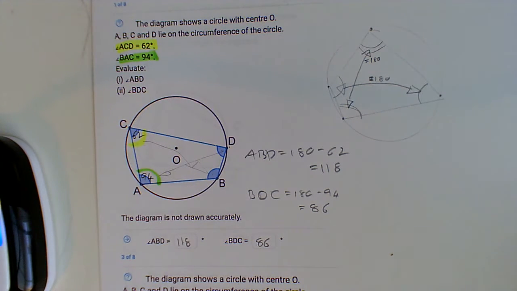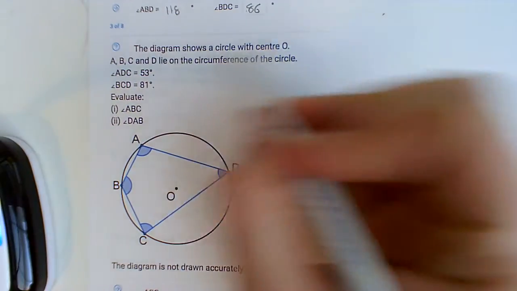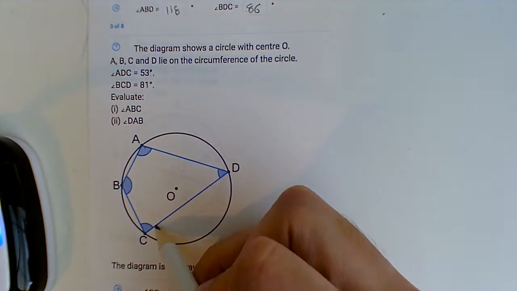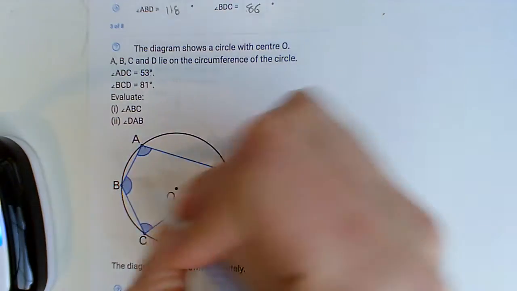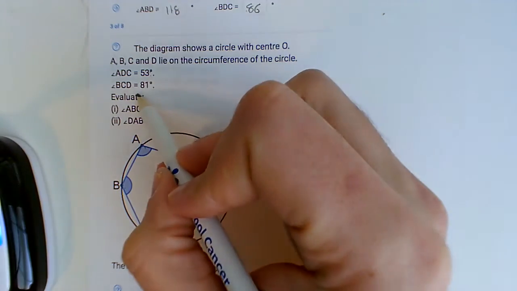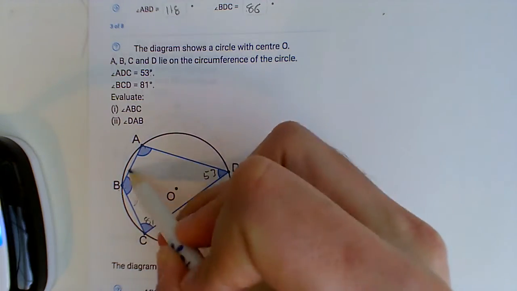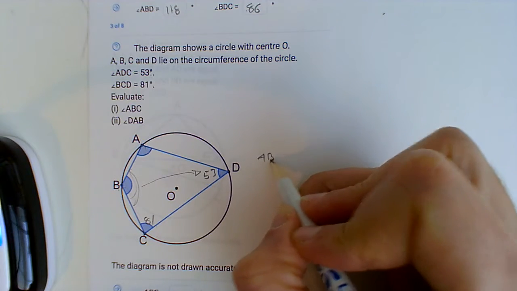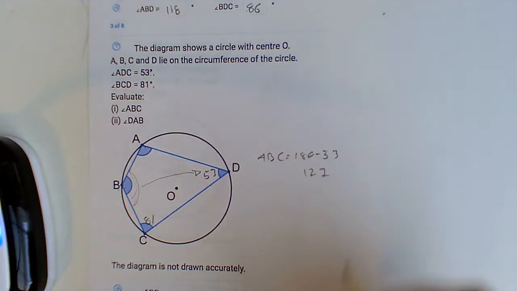Right. Hopefully you got those ones right. Let's have a little look at question 3. So again, diagram shows a circle. ADC equals 53. So A to D to C is 53, and BCD, B to C to D is 81. Evaluate angles ABC. ABC is this one here. So that is opposite the 53. So ABC is 180, take away 53, which is 127.